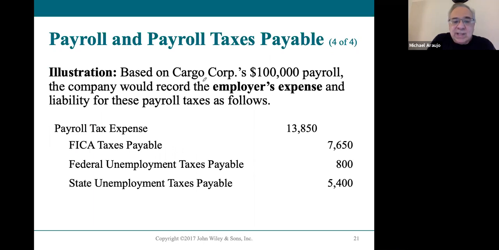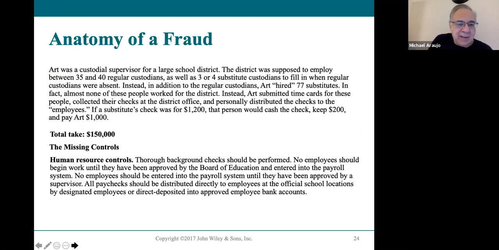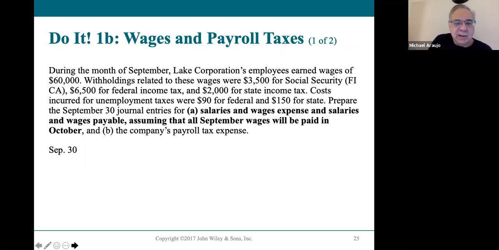Okay. So in this case, Cargo Company's payroll was quite big, but their particular expense would be that they had to match the FICA taxes payable. Plus, they had both federal and state unemployment taxes that they have to put aside to pay later. That is a payroll tax expense for them, and all businesses do this. This is very important that they have to do. And you've seen a lot of fraud here.